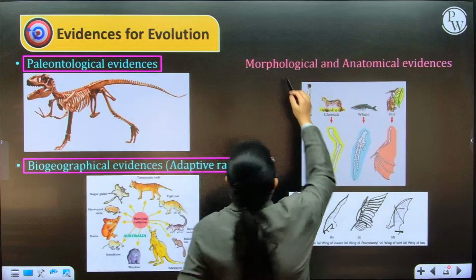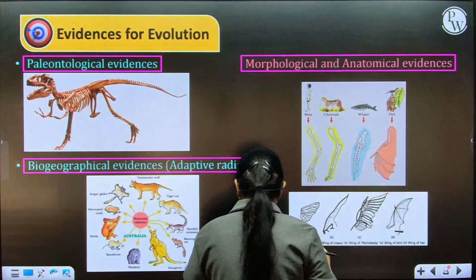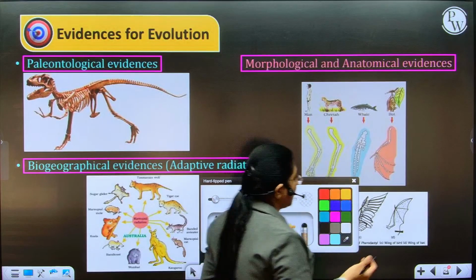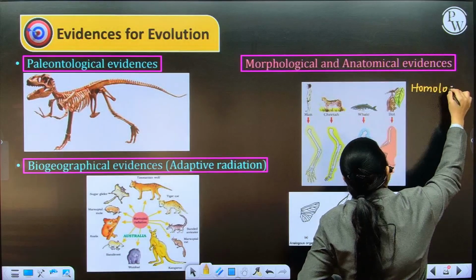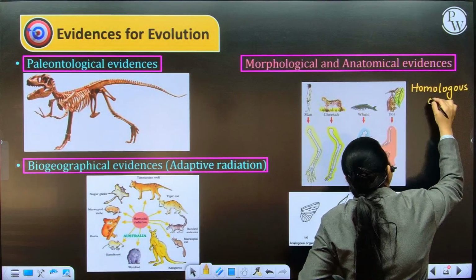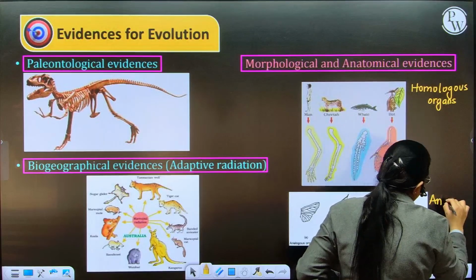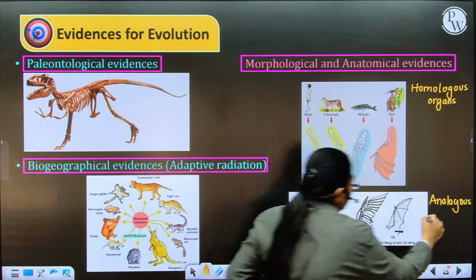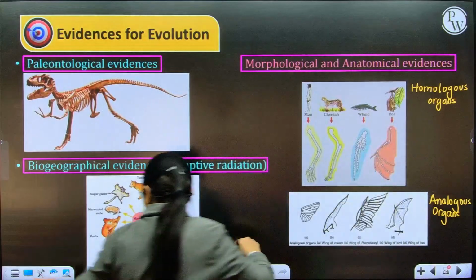Then there are morphological and anatomical evidences. When we are talking about morphological and anatomical evidences, this is the part from which a lot of questions come, wherein we have homologous organs and we have analogous organs. Now, let us take a fresh slide and understand it.